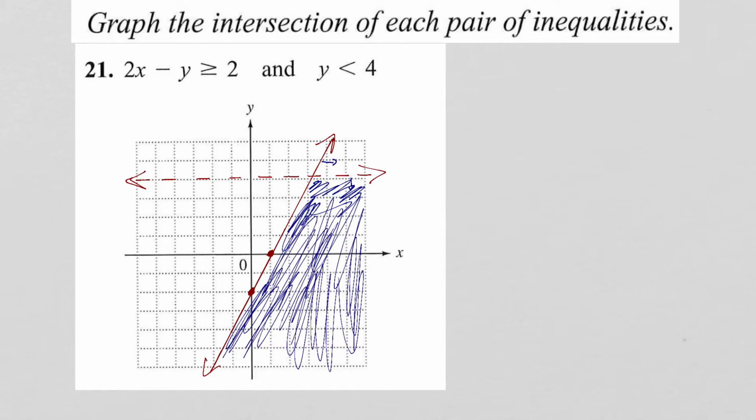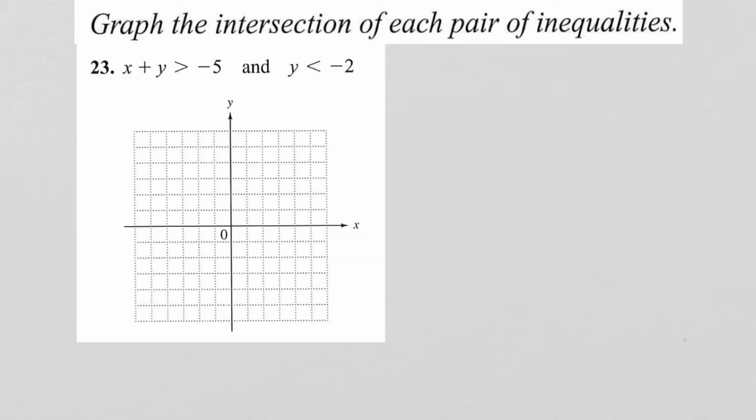Now be careful, if this was an or, I would have been shading everything to the right of this and everything below this. So everything would have been shaded. The only thing not shaded would have been right there. Okay, just cross out this variable, and if x is negative 5, we're going to put a dot right there. And then I'm going to cross out this variable, and y is negative 5, so I'm going to put a dot right there. Because there's no equal sign there, I'm drawing a dashed line.